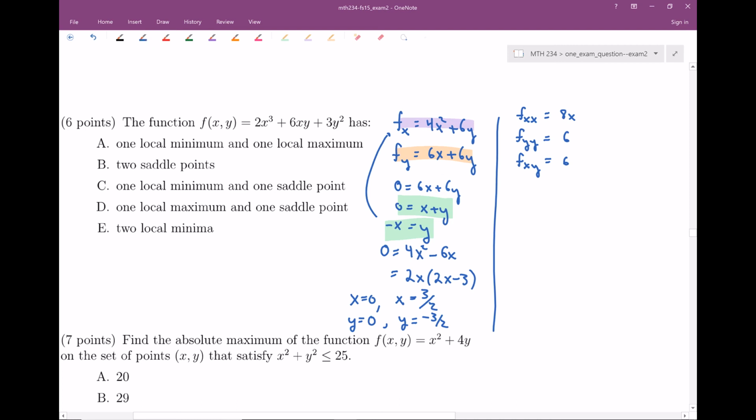So in this case, this D, the determinant of the Hessian matrix, we have to multiply f sub xx times f sub yy, so that's going to be 48x. And then we subtract away f sub xy squared, so that's going to be minus 36. Now let's look at 0, 0. What would D equal? Well, D would equal negative 36, which is less than 0, so we have a saddle point.